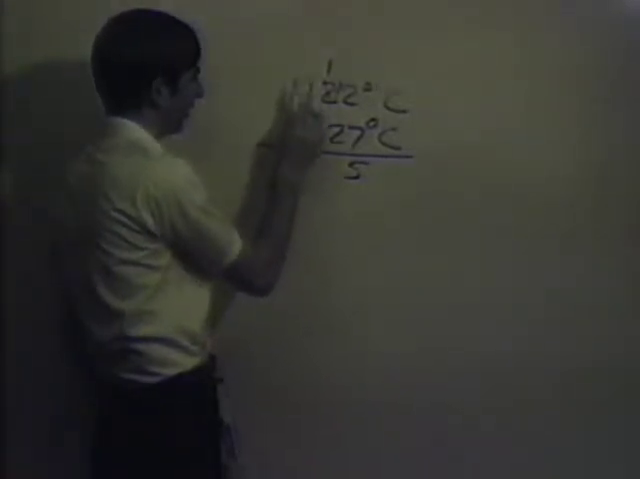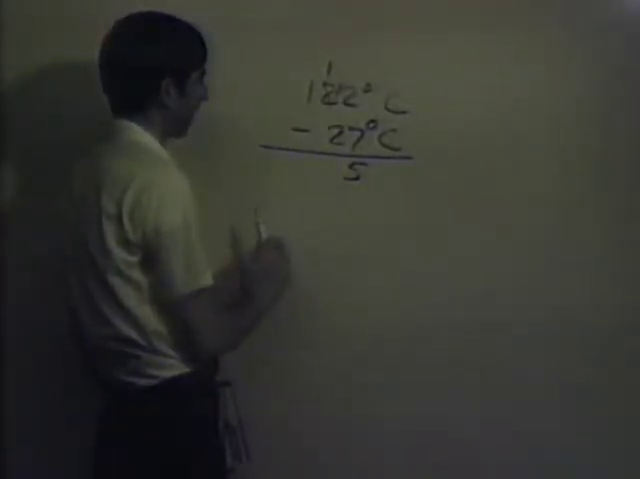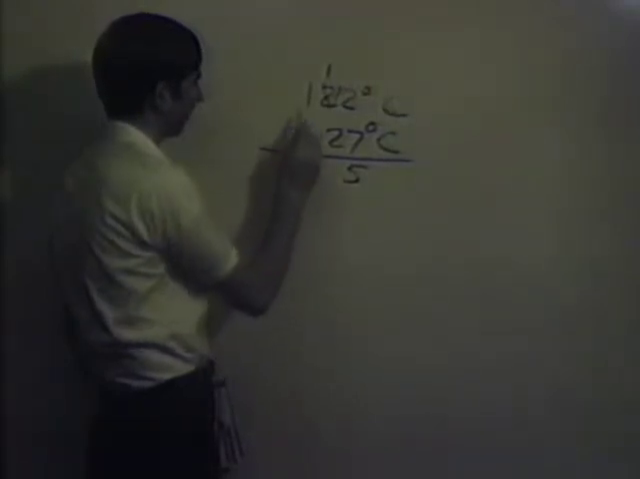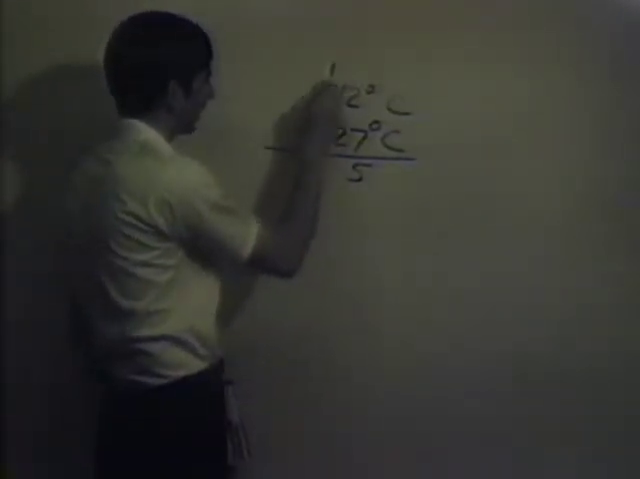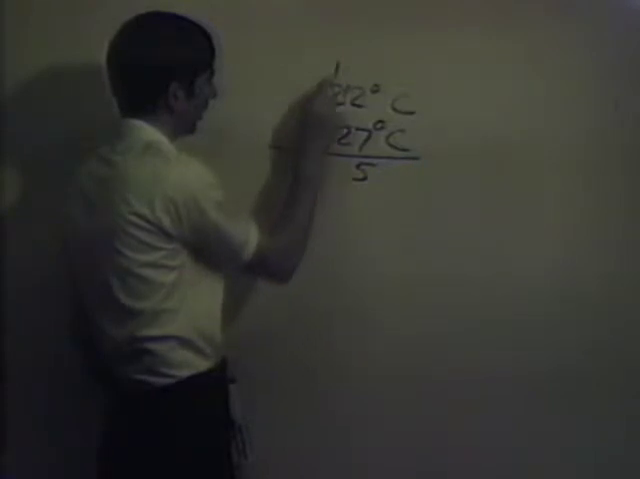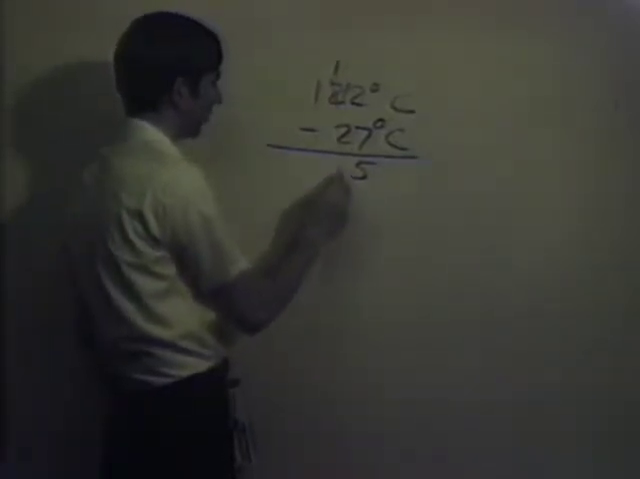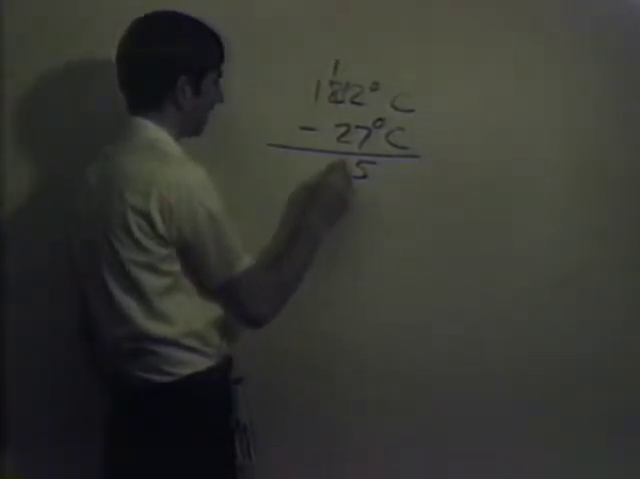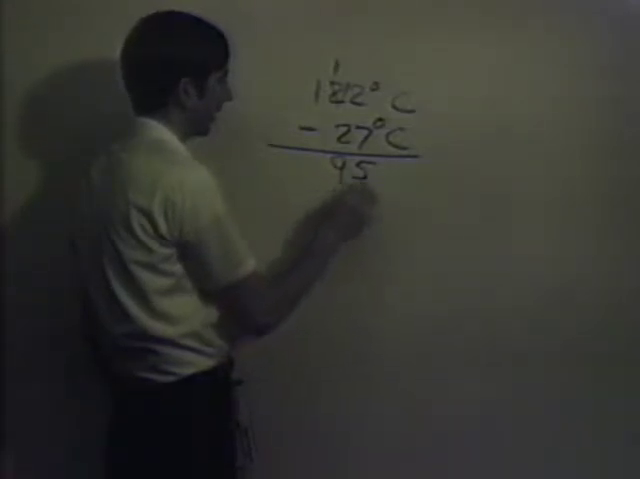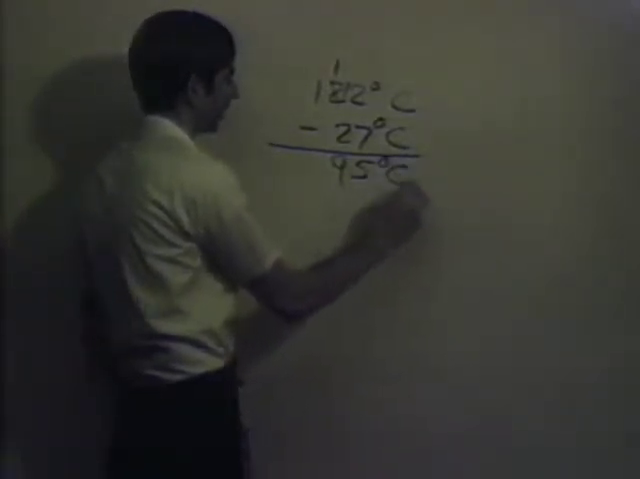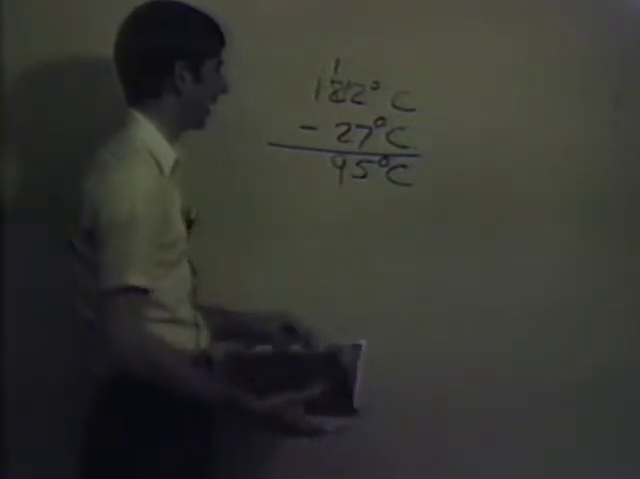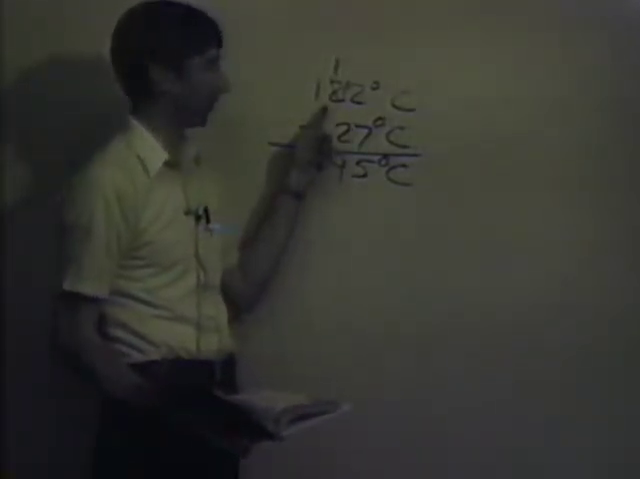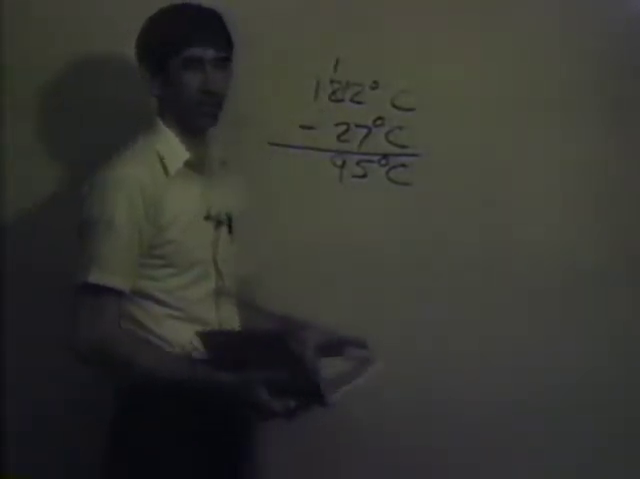Do you borrow here, or do you just look at it and see it as 11? I know it either way. Okay. Well, let's just go ahead and leave it this way. We know we've got a 1 here and a 1 here, so we've got 11 minus 2, which is 9. Okay, good. So the rise in the temperature was 97 degrees, and that, of course, stays Celsius. So if it went from 27 up to 122, it jumped 95 degrees.